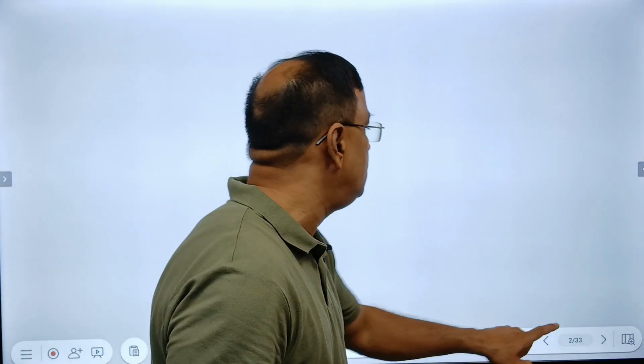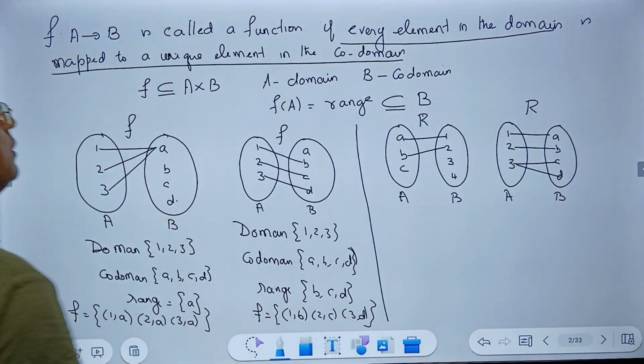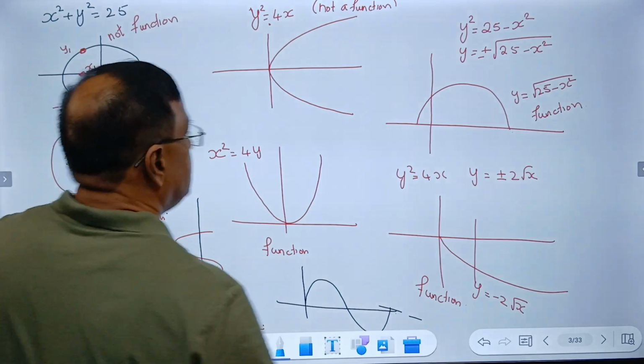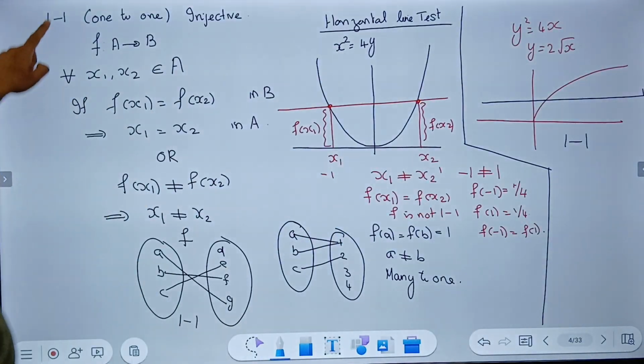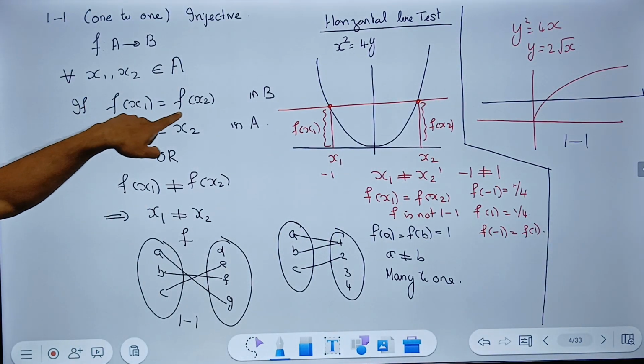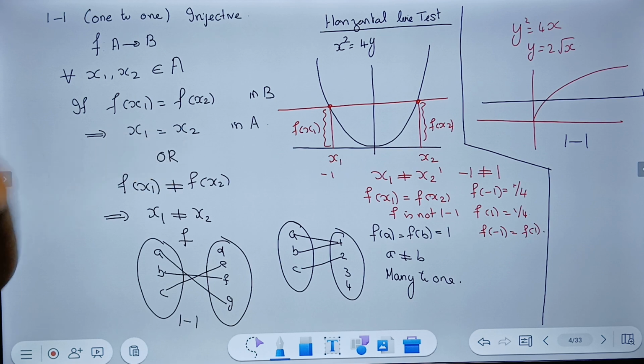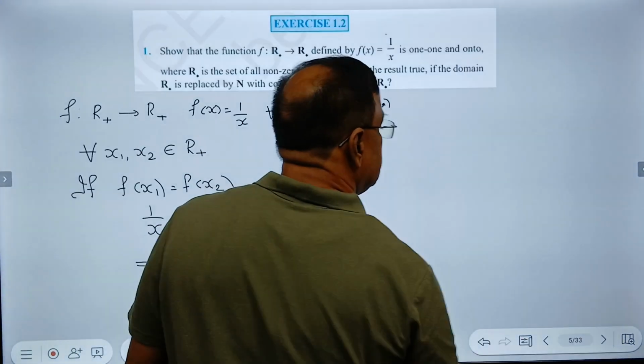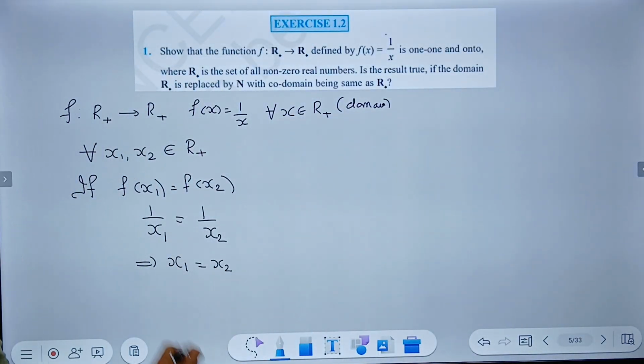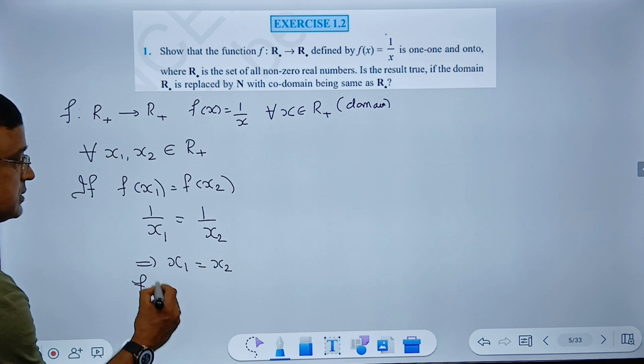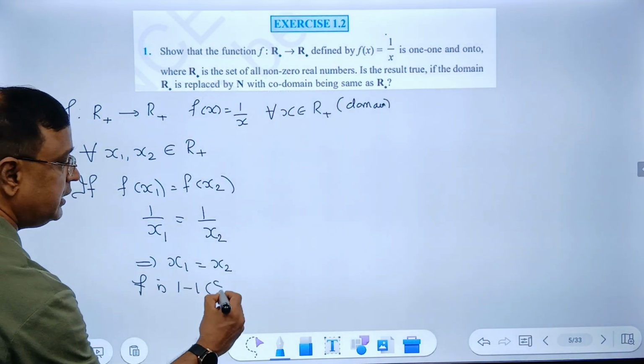You see, I have given you the 1 to 1 function definition, which satisfies the definition of a 1 to 1 function. For f of x1 equal to f of x2, x1 equal to x2. Since it satisfies the definition of a 1 to 1 function, I can say clearly f is 1 to 1, otherwise called injective.